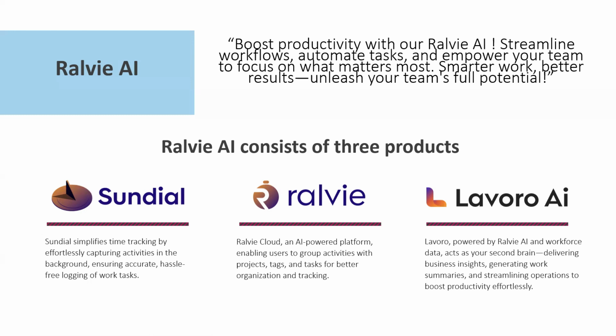So that gap was there in the existing databases, so we have come up with a platform which is nothing but Ralvie AI. We have three different products right now. One is the Ralvie AI cloud platform, where you can manage all those projects, how many hours they have spent, and AI features which can help you streamline your tasks and everything.